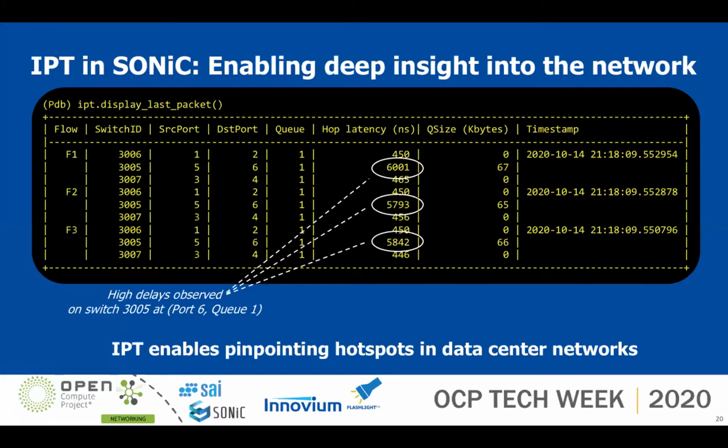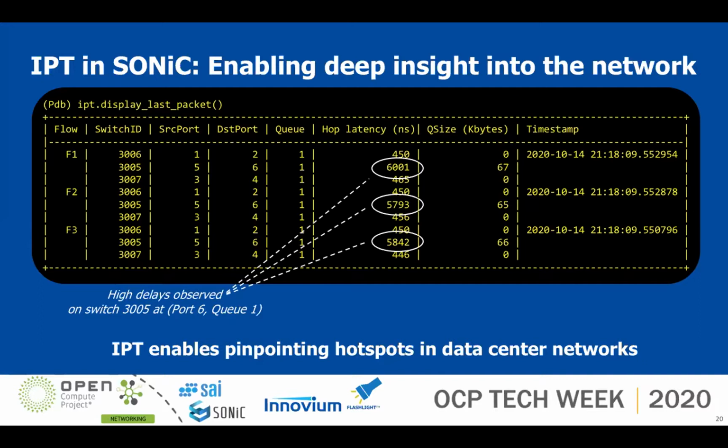The probe packets for flow F1 were first received by switch 3006 on port 1 and went out of port 2 Q1. This packet experienced a hop latency of 450 nanoseconds and saw queue size of 0. Then the packet went to switch 3005, where it was received on port 5 and went out on port 6 Q1. At this switch, the probe packet experienced a large latency of 6 microseconds, and the queue size it saw was 67 kilobytes. The packet then went to switch 3007 and came in on port 3 and went out on port 4 Q1. The latency observed was 465 nanoseconds, and the queue size was 0 again.